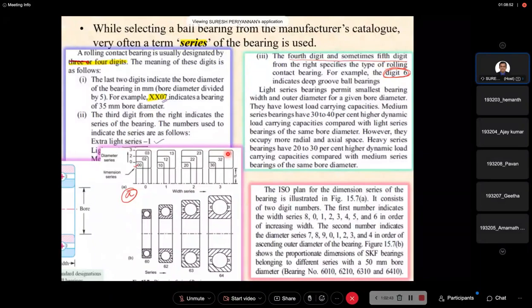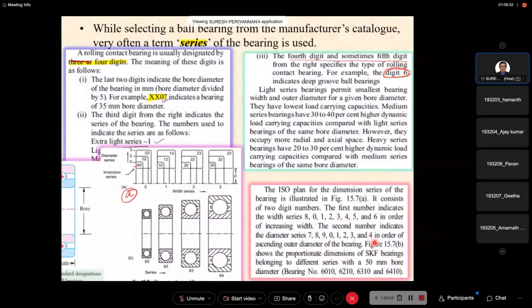Now, please go through this information, you can get it. The first digit indicates the width series. There are 8 width series. Now we are seeing only 3. You can extend further: 1, 2, 3, 4, 5 in order, increasing the width. The second number indicates the diameter series. Whatever we discussed, 0, 2, 3 indicates the diameter series. There are diameter series up to 4, always in ascending order, ascending the outer diameter of the bearing.